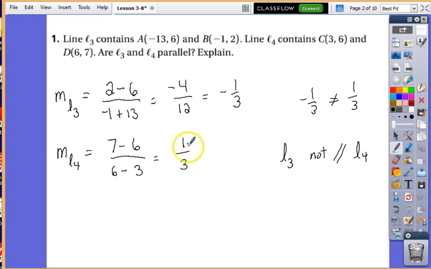So hopefully you got those right. Don't worry about if you reversed these numbers right here. If you still got the slopes as 1/3 and negative 1/3, you're most likely doing it correctly.